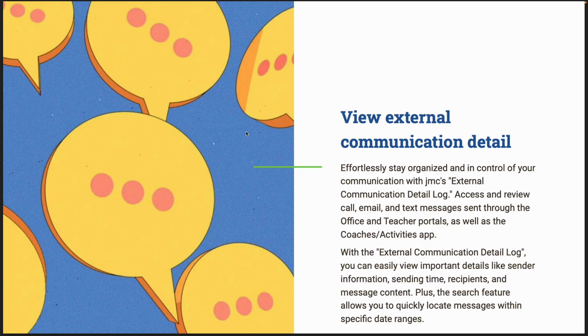Effortlessly stay organized and in control of your communication with JMC's External Communication Detail Log. Access and review call, email, and text messages sent to the office and teacher portals, as well as the Coach's Activities app. With the External Communication Detail Log, you can easily view important details like sender information, sending time, recipients, and message content. Plus, the search feature allows you to quickly locate messages within specific date ranges.